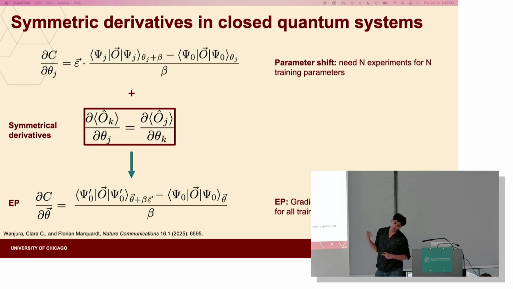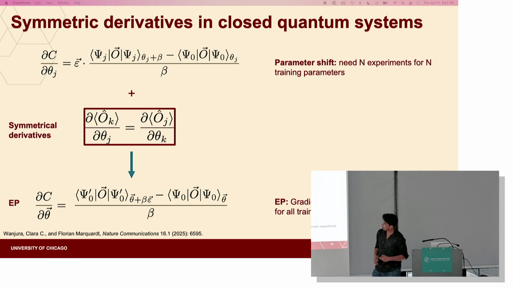And so, why does this work? Well, this comes from this idea that people have hinted at throughout the day, which is this idea of reciprocity, or what we call just having symmetrical derivatives in the system. If you start from something like parameter shift, which you can always do, and you think cleverly about how to use your symmetrical derivatives, you can reach doing this EP.